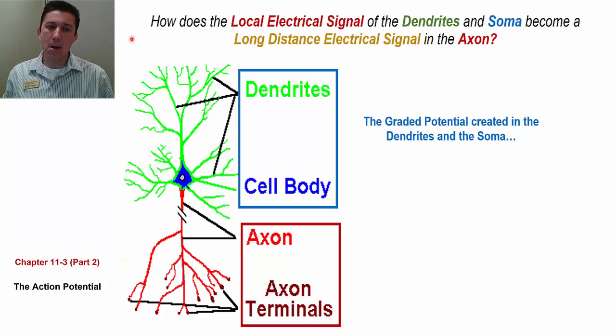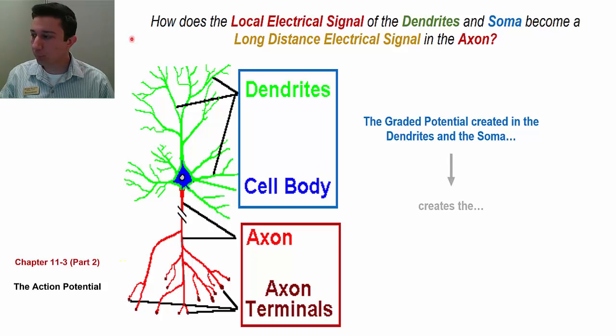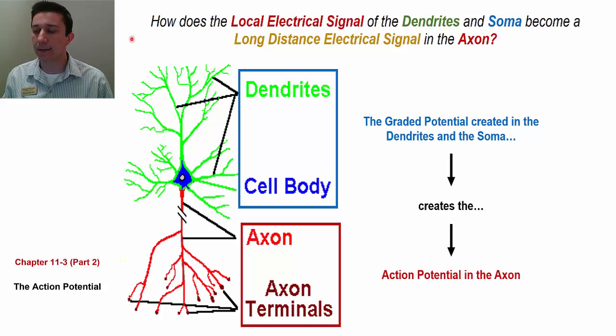Okay? But recall that I also said that neurons have very long axons, and these axons can sometimes be as long as 3 feet. So we need a good long-distance electrical signal that's going to carry our message from this neuron to another cell. Right, so what happens is that our graded potential, our short-distance electrical signal in our dendrites and in our cell body, creates a long-distance electrical signal called an action potential in our axon.